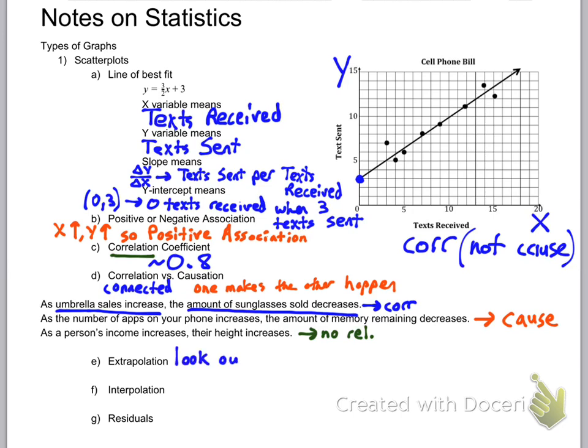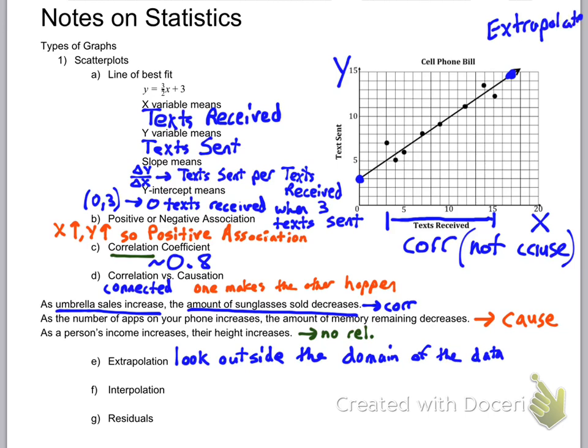All right. So these next words, extrapolation and interpolation. Extrapolation is looking outside of the domain of the data. Okay? So you see the domain goes from 3 to 15, from about there to there. If we pick a point, say 17, way out there on the right, we're extrapolating the data. We're saying, hey, we think our model will continue to work even if you receive more texts than what we got. And you have to think about whether that's valid or not.